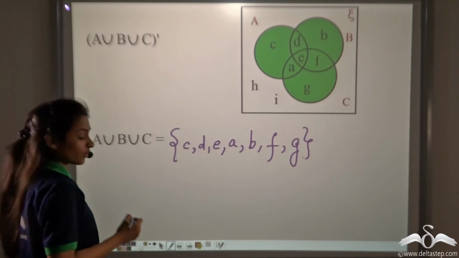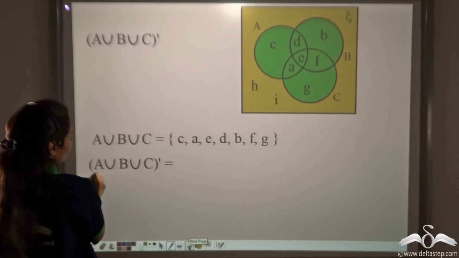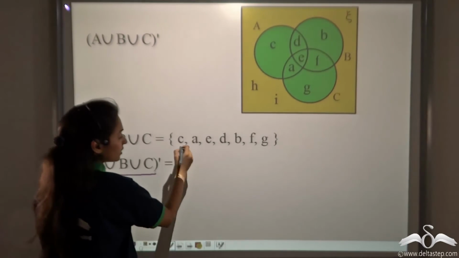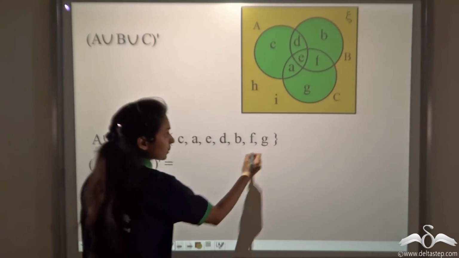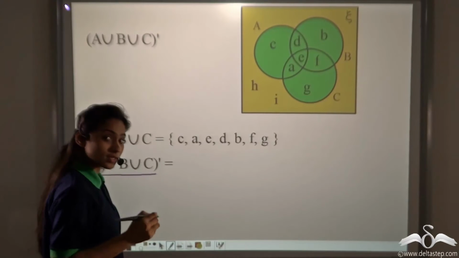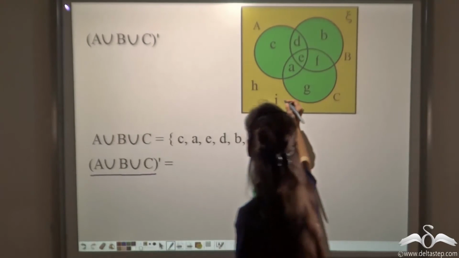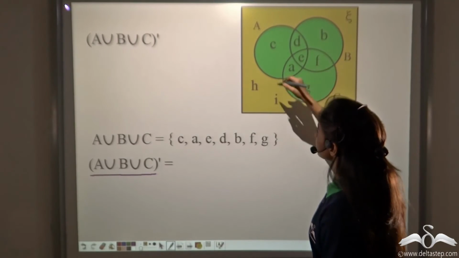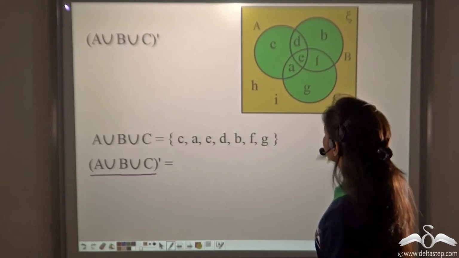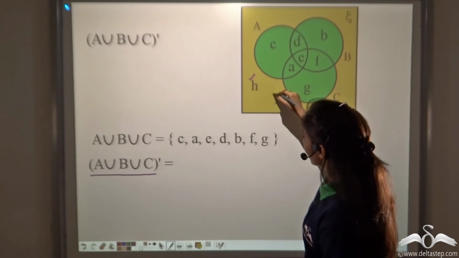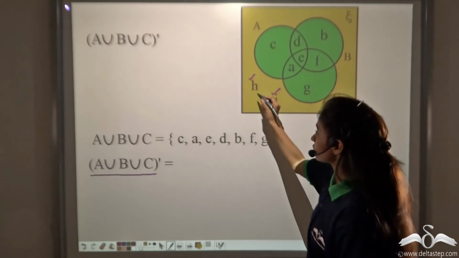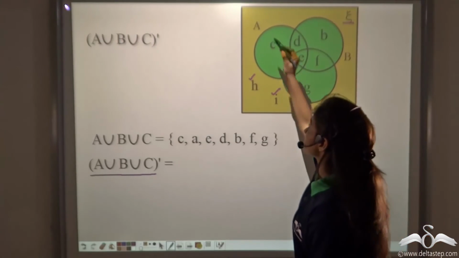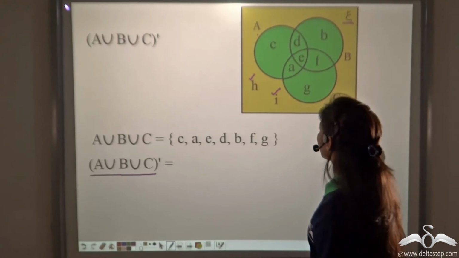But what do we have to find out? We have to find out whole complement of this set. That is, the elements which are not present in this set but present in the universal set. So what are the elements you can see which are not present in these three green circles but are present in the yellow box? H and I. So these two elements are present in the universal set but are not present in A, B or C.